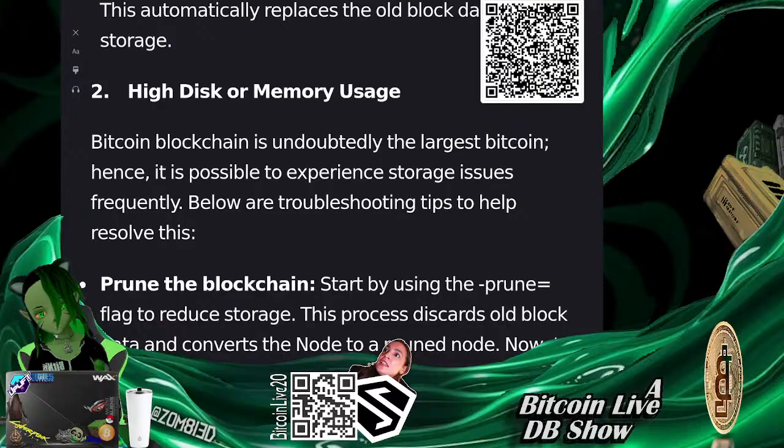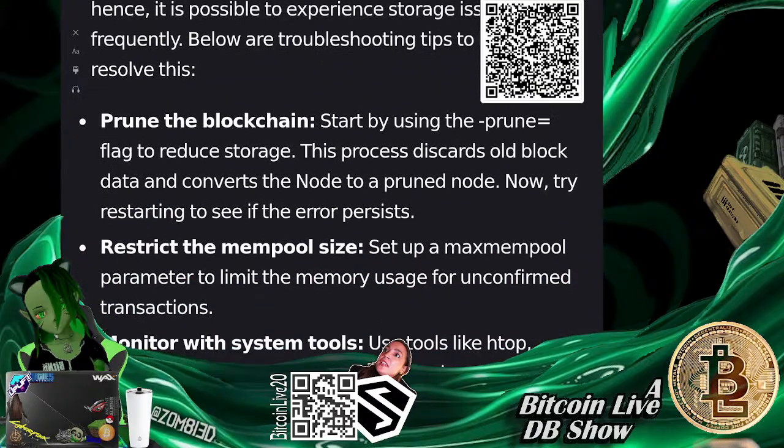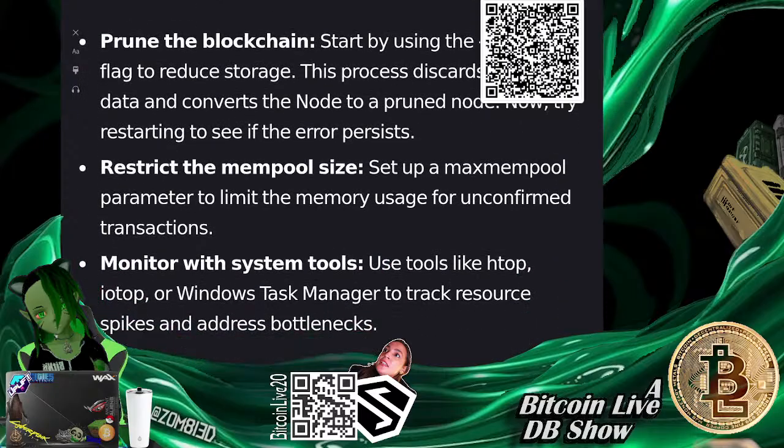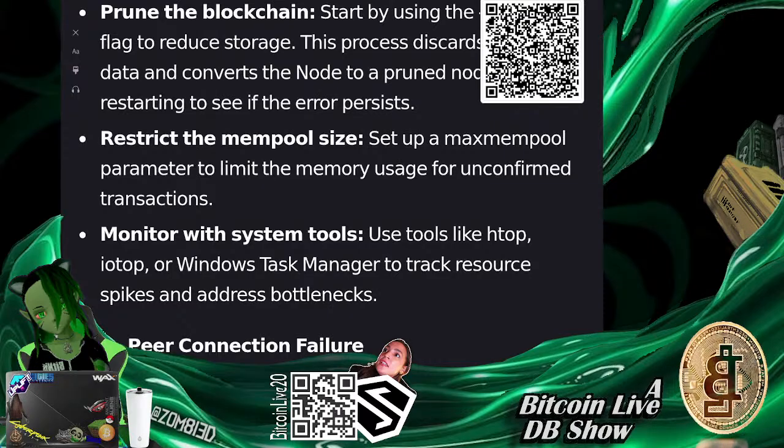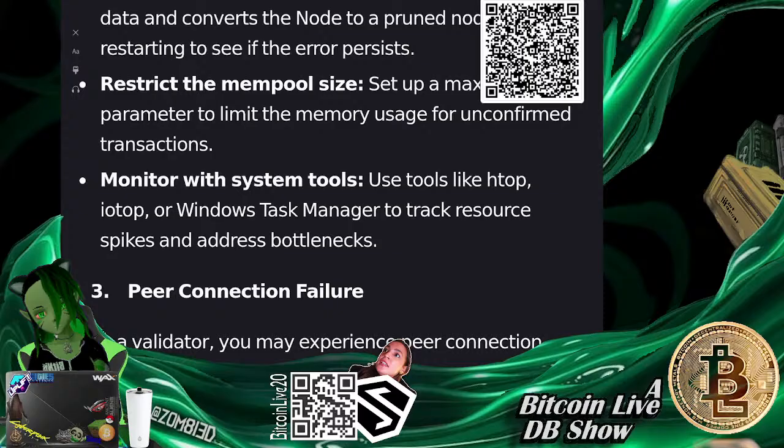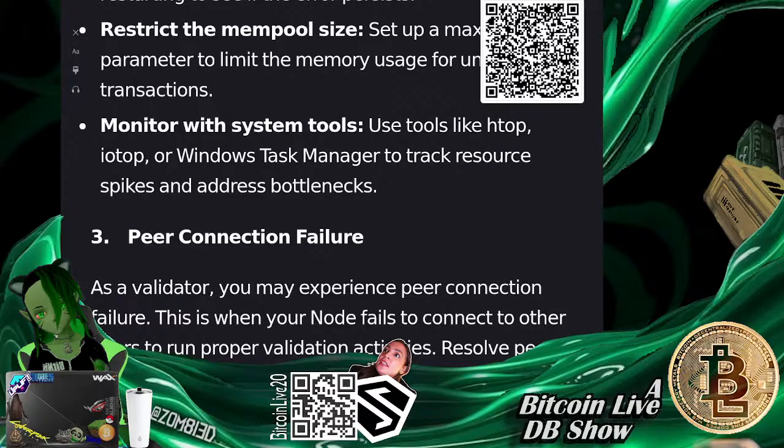So, under high disk or memory usage, oh, I should have scrolled down. The very first one is prune the blockchain, right? Running different prune setups can really help you out. And with just generic pruning, definitely make sure that you at least know what is still available and could be used. Restrict the mempool size on your end, very possible. Monitor with system tools like htop or iotop or Windows Task Manager, so that you can actually see resource spikes and address bottlenecks in your system.